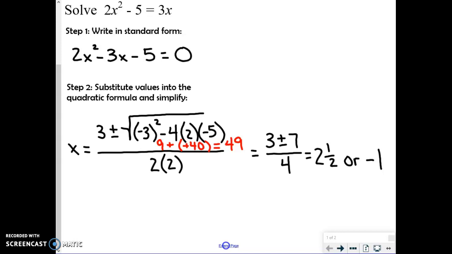If we plug in negative 1, negative 1 squared times 2 is 2, minus 5 is negative 3, and 3 times negative 1 is also negative 3. So again, ladies and gentlemen, if you do everything correctly, your answers will check out. If you've made a mistake along the way and your answer doesn't work, go back and check your steps. All right?